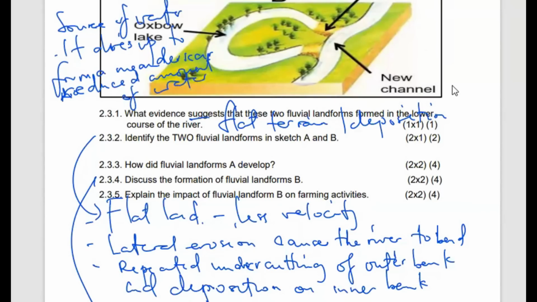The Oxbow Lake gradually will dry up because there's no more supply of water to this part here because it has been sealed off from the main river. So initially it acts as a source of supply of water to the farmer for both irrigating crops and also for livestock. But with time, we tend to find it dries up and it becomes a meander scar, which is ultimately giving a negative implication on the farmer. There will be reduced amount of water availability for the farmer.